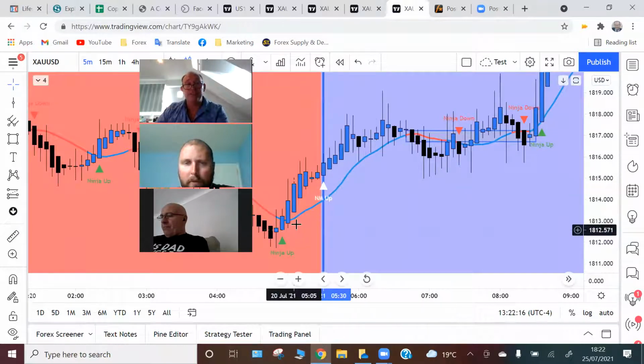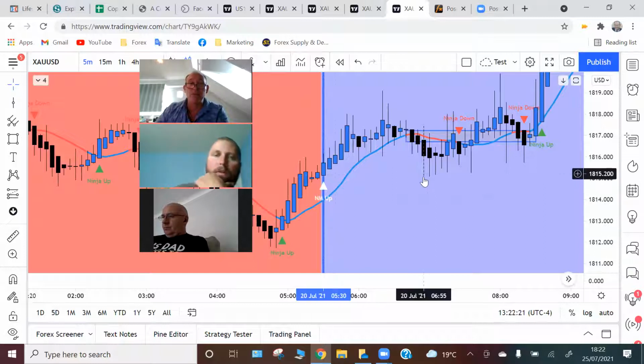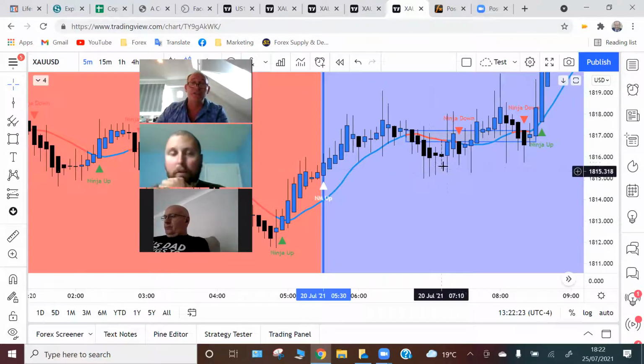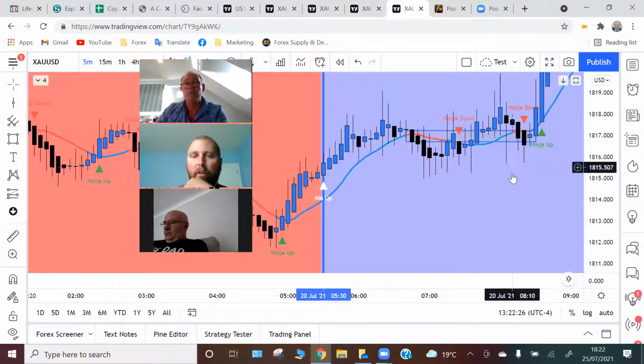The other option is to bring your stop loss up. But if you brought your stop loss up this time, you would have been stopped out because of these rejection candles, these wicks.